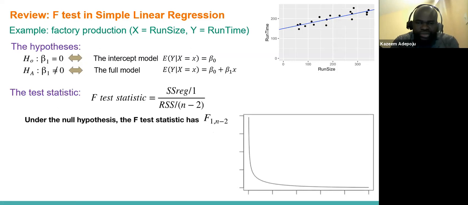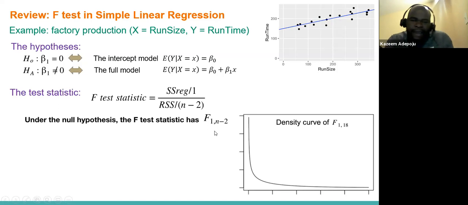Okay, and then what I'm trying to draw right now is just to show you the curve of that distribution that we talk about. Now my n, the data set that we're actually using right here, the sample size is 20. If I subtract 2 from 20, I'm going to get 18. Then it means I'm going to have 1, 18. So the density curve for that is what I'm showing you right here. And what you can see right here is something that is skewed to the right. This is a positive skewness.